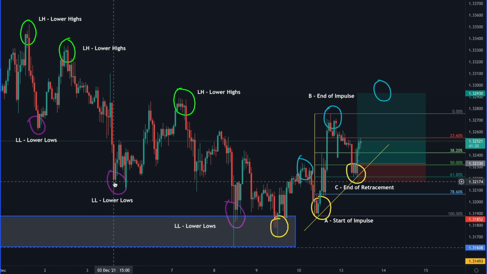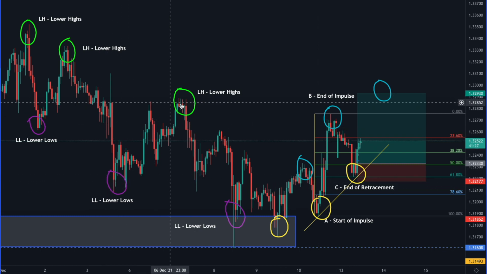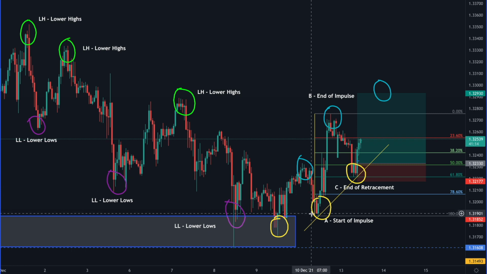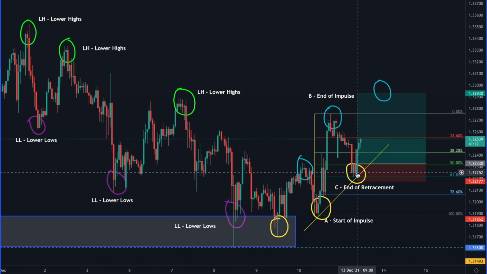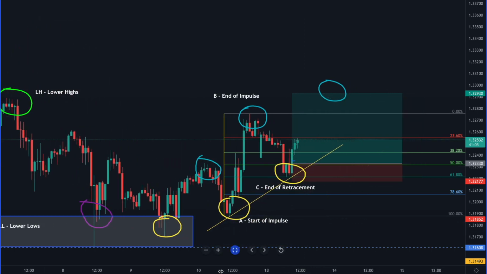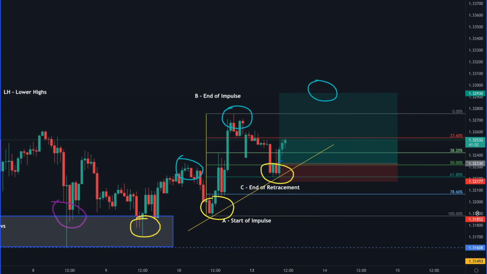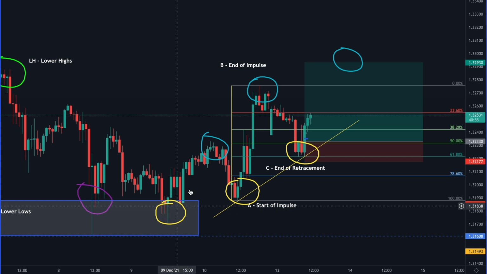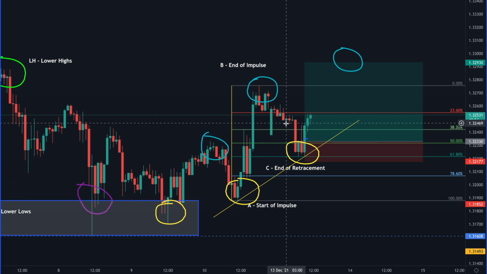Now, the purple circles mark the lower lows and the green circles mark the lower highs, and that was for the bearish structure. For the bullish structure, this new trend that's being set in place after tapping into demand, the yellow circles mark the higher lows and the blue circles mark the higher highs. If we zoom in a little bit more, we can see how we've had the tap into demand, almost forming a double bottom before starting this new bullish trend.